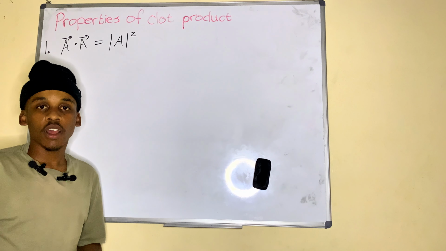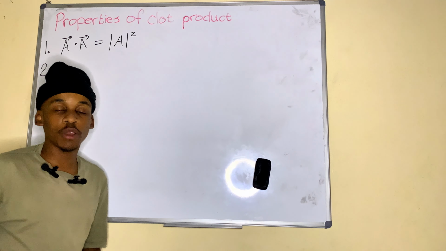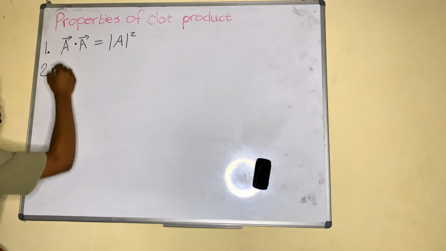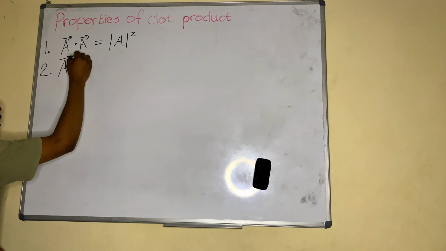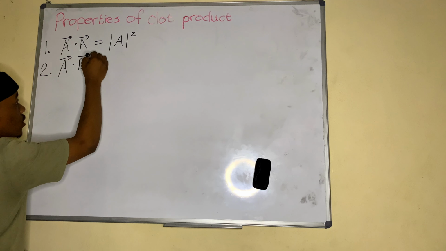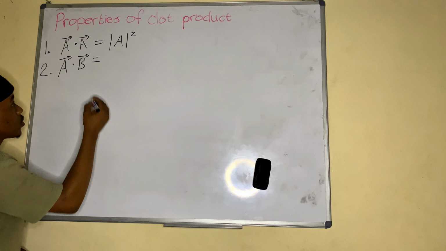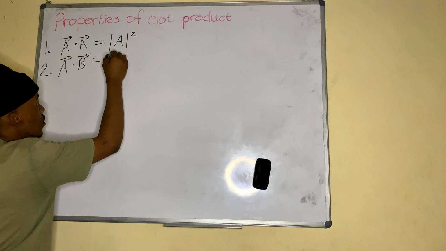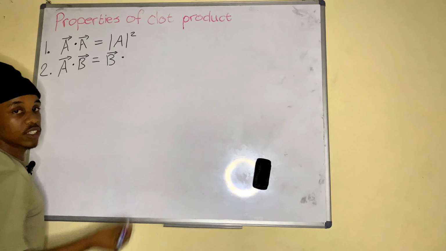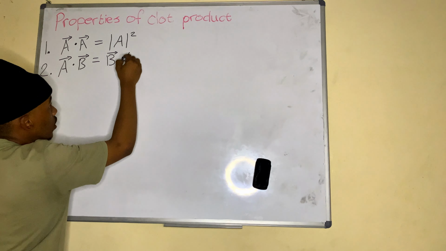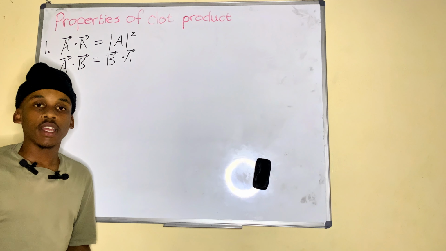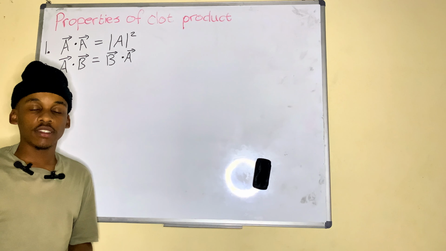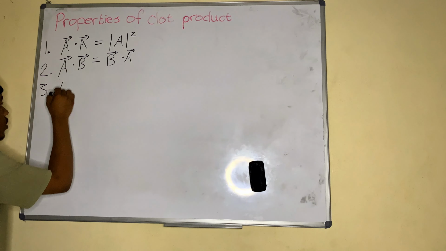Dot products are commutative. What do I mean by this? Suppose we have the dot product of vector A and vector B. This is equal to, or can be written as, the dot product of vector B and A.